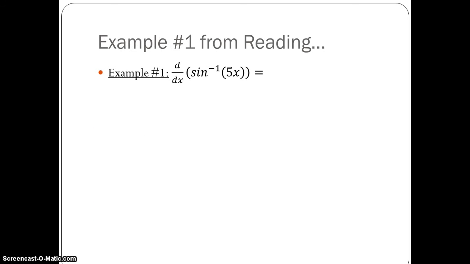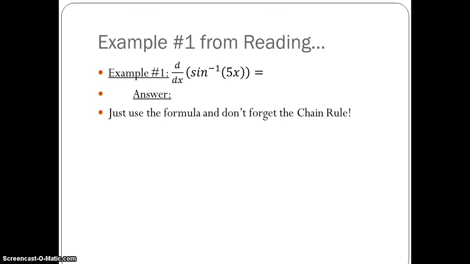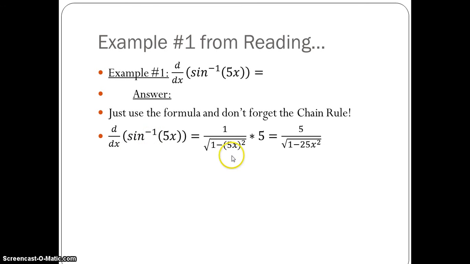An example from the reading. Let's say we wanted to find the derivative of arcsine of 5x. We've got an inside function there. We've got our outside function of arcsine and our inside function of 5x. So we go to our formulas, and we do not forget the chain rule. The derivative of arcsine is 1 over square root of 1 minus the input squared. The input in this case is 5x. And the derivative of the inside function is 5. So that's why we have that extra 5 there. Simplified, we get 5 over square root of 1 minus 25x squared.